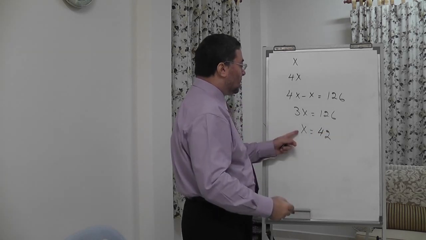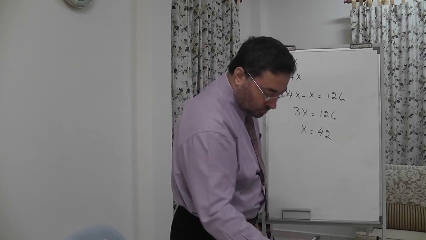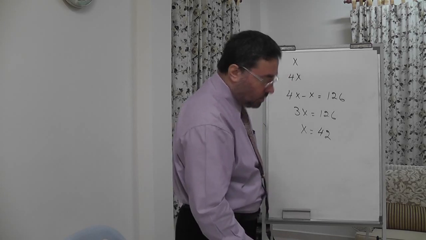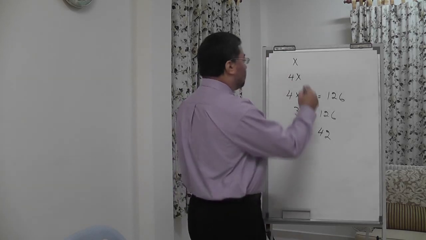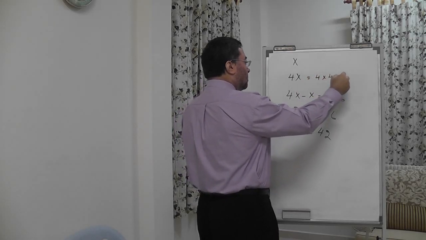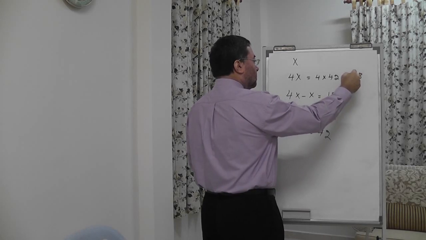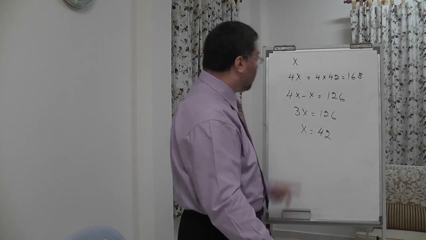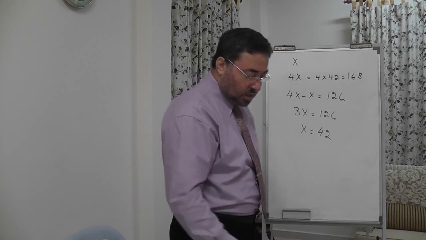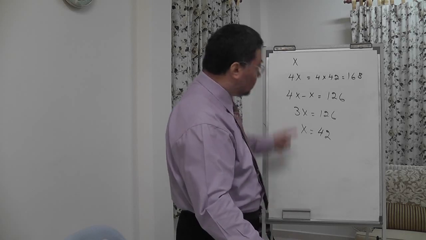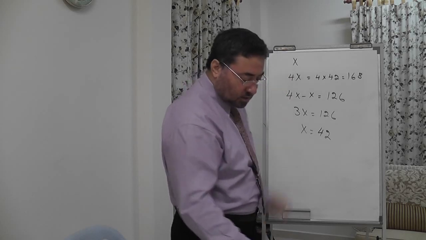So this is the salary of Katie. So Amy, who is 4x, will be 4 times 42, and that will be 168. Again here we have to assign the letters at the beginning and say that Amy is this much and Katie is this much.